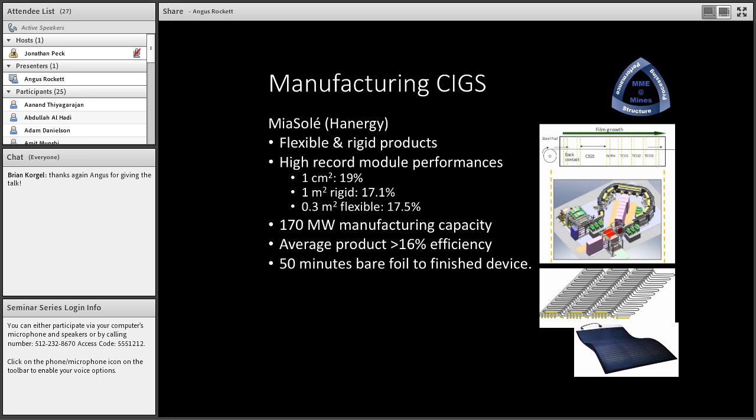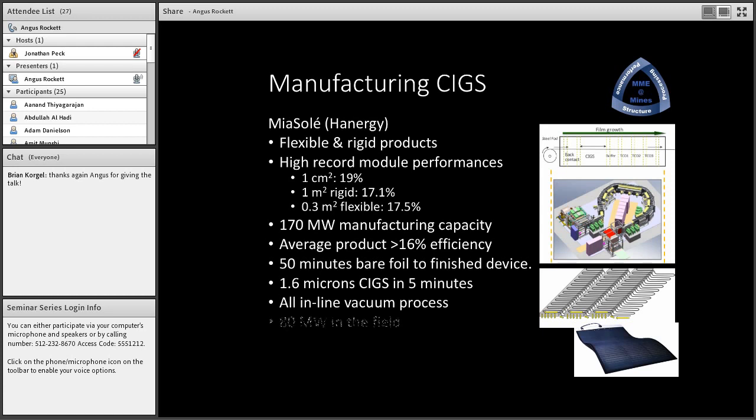They are about 50 minutes bare foil to finished device. So it's a stainless steel foil that runs through their whole process tool and out the other side in about 50 minutes, which is a good rate of deposition. That means that they can process bare foil to completed modules in quite rapid timescales. So that's very competitive. In particular, they can deposit 1.5 microns of CIGS in about 5 minutes. So we said that that was necessary to be competitive, and in fact they do that.